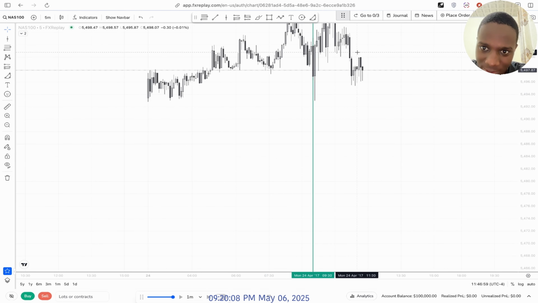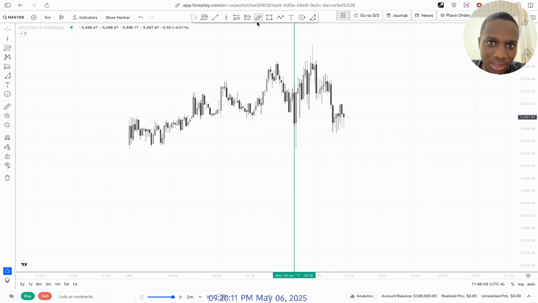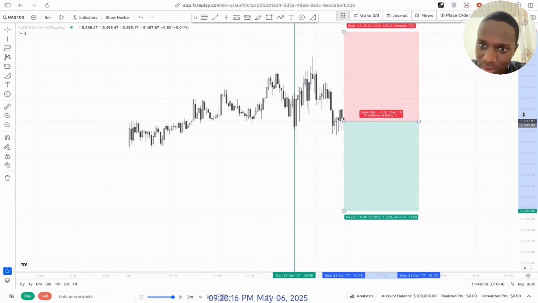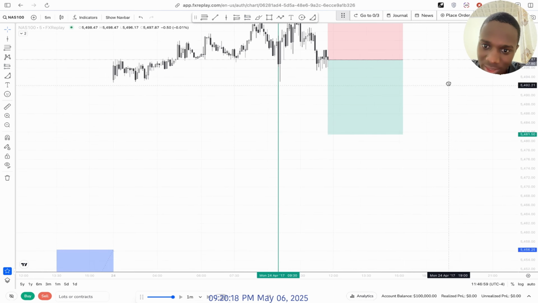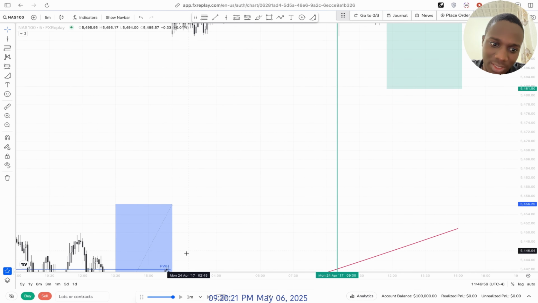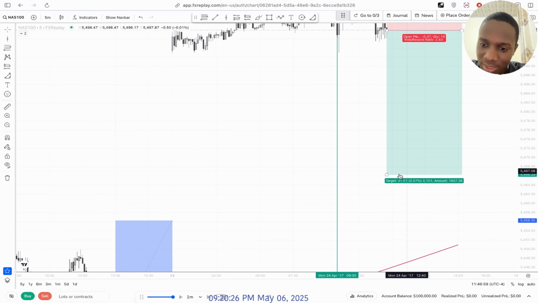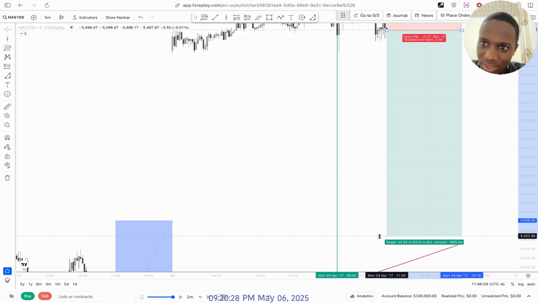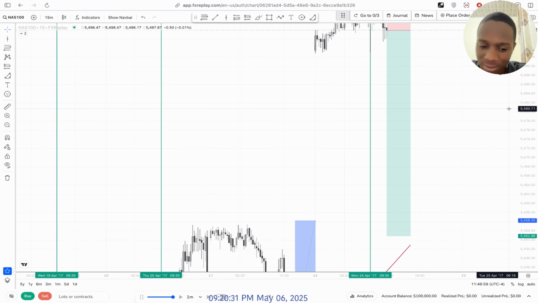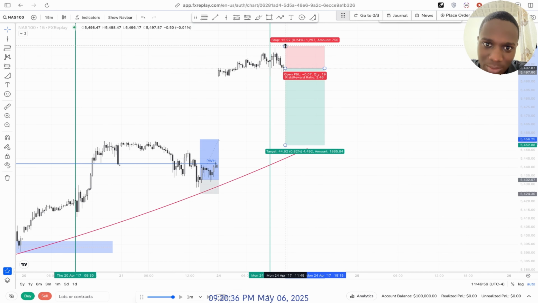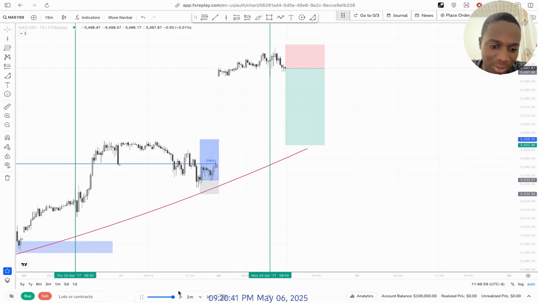Some fair value gaps have been retested in here, so a good entry will be selling in here. So stop loss above this high, target the midpoint of this, so we can target in here somewhere like here, and or even finish it all somewhere here. And let's go to 15-minute and see if this is a logical trade. Can be one. Okay, so I think this is the trade we will take. Let's now play it and see.